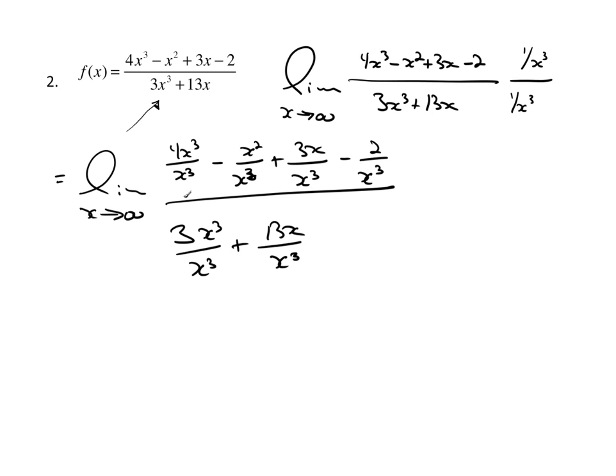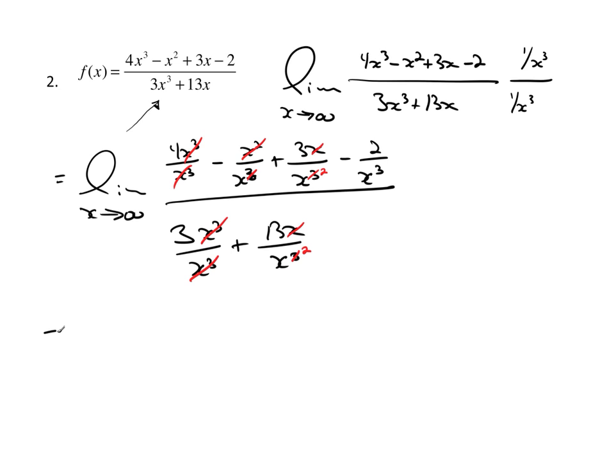Now I'm going to start looking at canceling. The x cubes go away there and leave me just 1 over x. It'll go away there and leave me with x squared in the denominator, and nothing cancels there. This will cancel out, and that'll cancel, leaving me with x squared in the denominator.